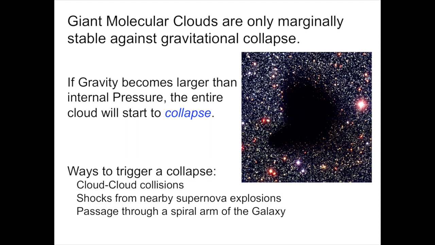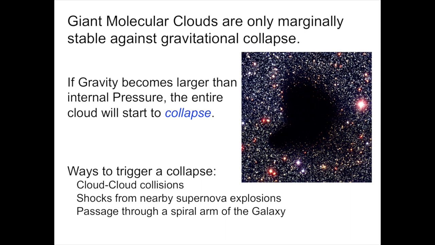There are lots of ways to trigger the collapse of a giant molecular cloud. One way is for two clouds to simply bump into each other. They're big, they're orbiting around the galaxy, and occasionally they're going to bump into each other. At the point of collision, that produces an overpressure. That overpressure, if it's inward pointing rather than outward pointing, will actually tip the balance in favor of self-gravity, and the cloud will begin to collapse.